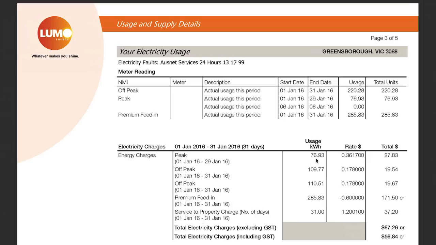Of course, there were 76.93 kilowatts used here at the peak rate. The feed-in tariff was 285.83 kilowatts. As we can see here, the customer has a premium feed-in tariff, as can also be seen here by the rate they are receiving from their current provider of 60 cents, and this was over 31 days. So now that we have that information, we can go back and put that into our quick quote tool.